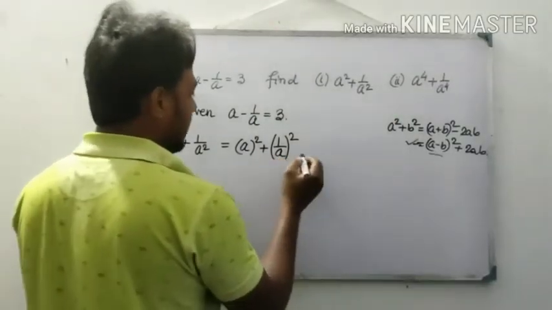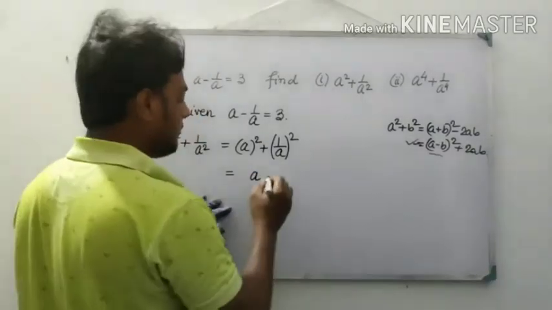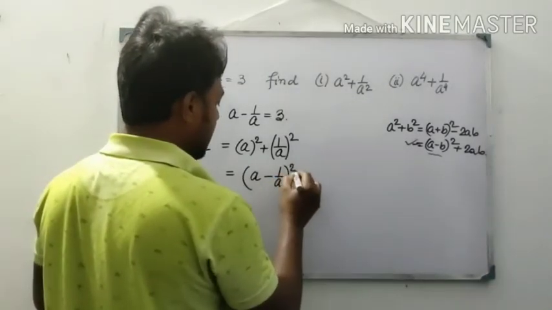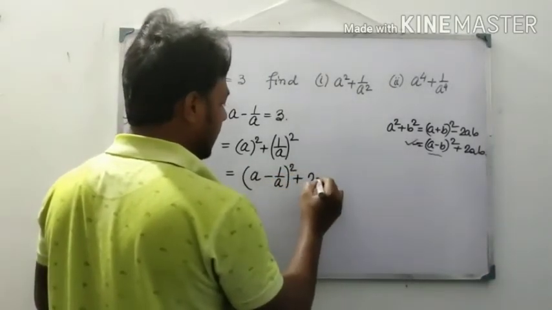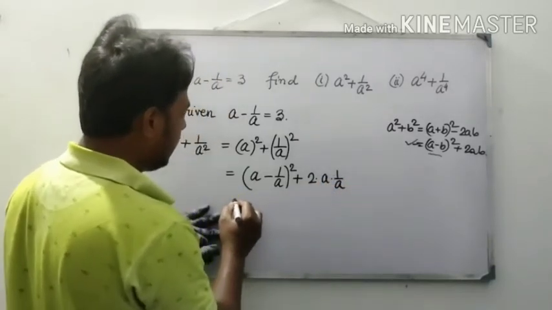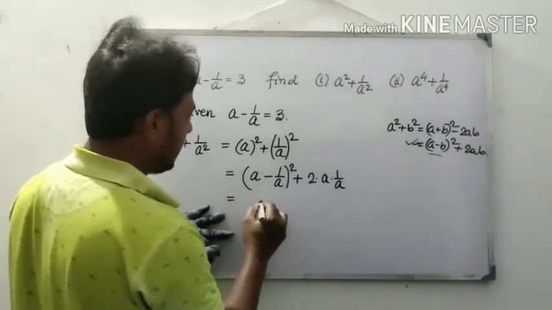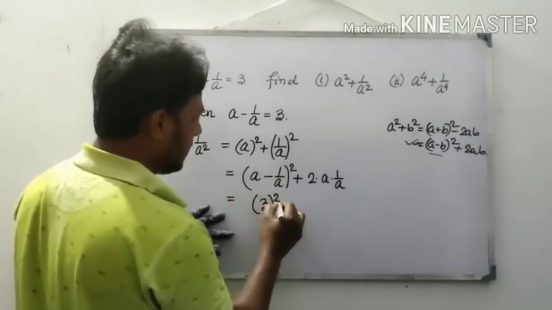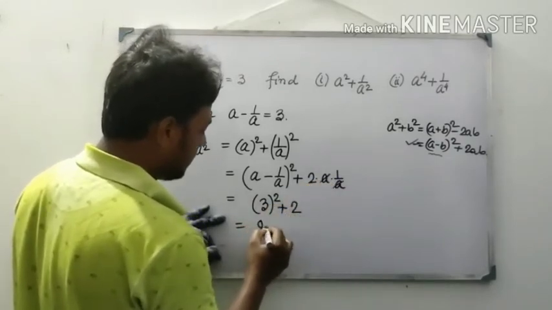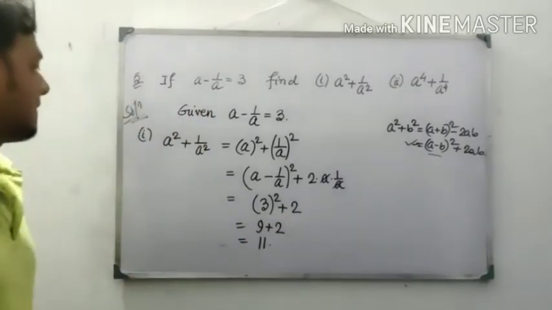So this can be written as a minus 1 by a whole square plus 2ab, 2a into b means 2 times a into 1 by a. So now put the values. The value of a minus 1 by a is 3, so 3 square plus, a cancels out, then 2. So 9 plus 2 equals 11. This is one process.